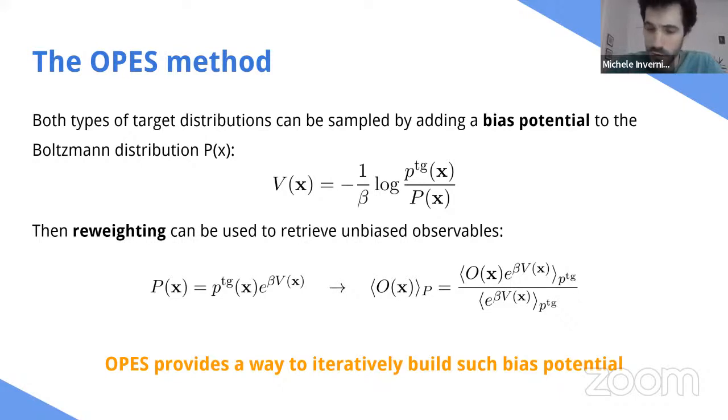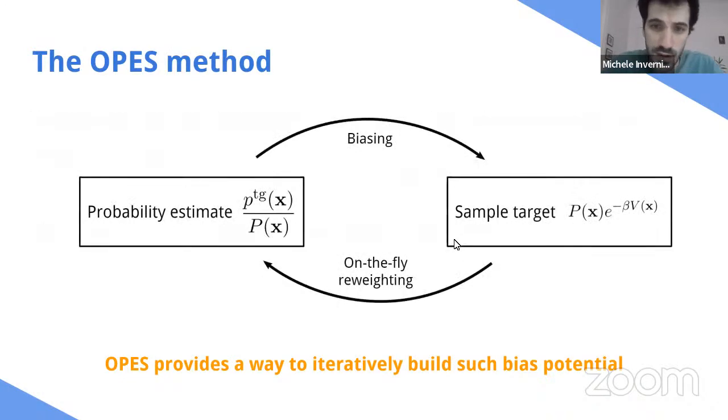So just to sum up a little bit, if you can choose a target distribution and then add a bias potential to your system such that you're sampling this target distribution, you can reweight and obtain information about the original Boltzmann distribution that was hard to sample. OPES is one way to iteratively calculate this bias potential. The way it works is extremely simple.